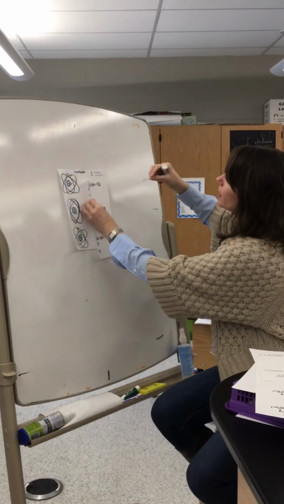So what do we see that's the same about all of these isotopes? Is that the number of protons is the same. The number of neutrons, though, is different.